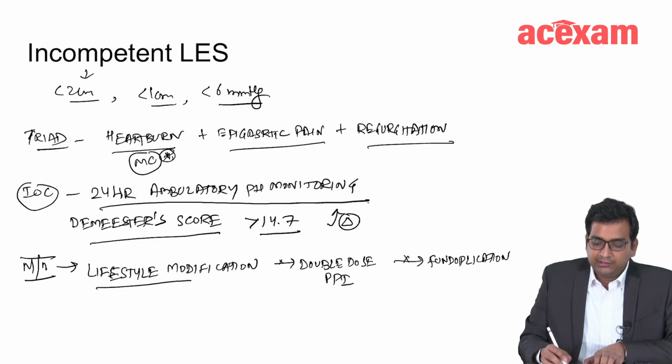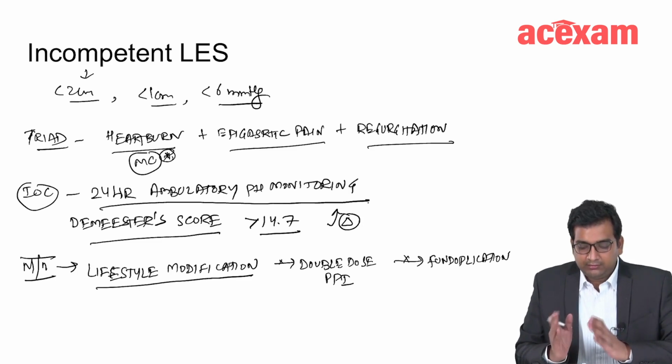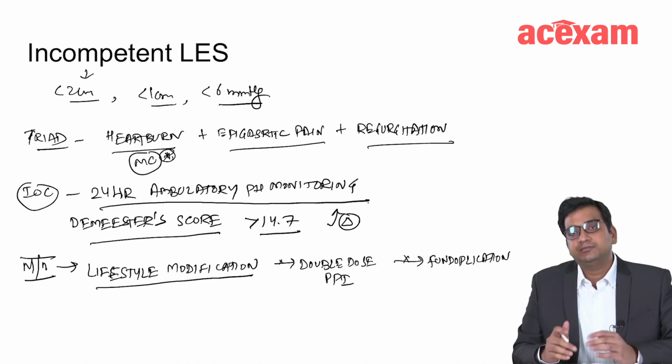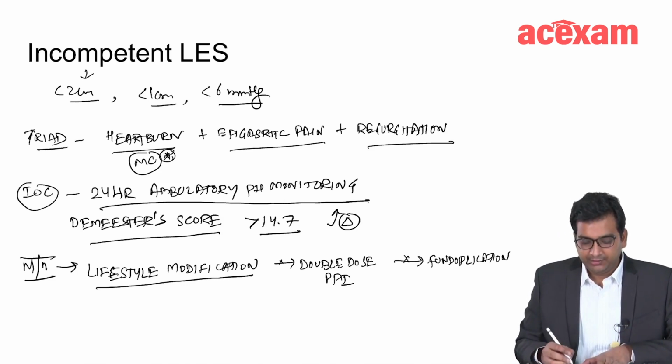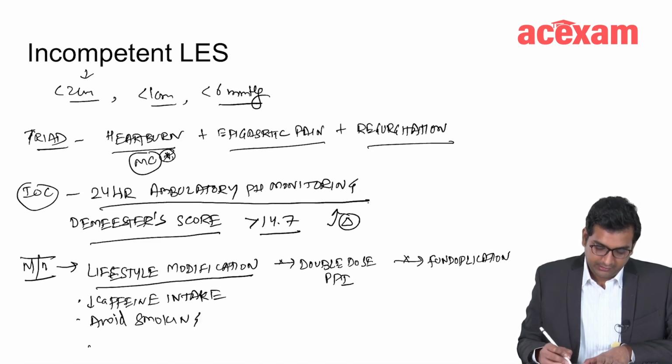Now in this lifestyle modification, we have to do a few things: avoid smoking, decrease our caffeine intake, and avoid large meals before going to bed.